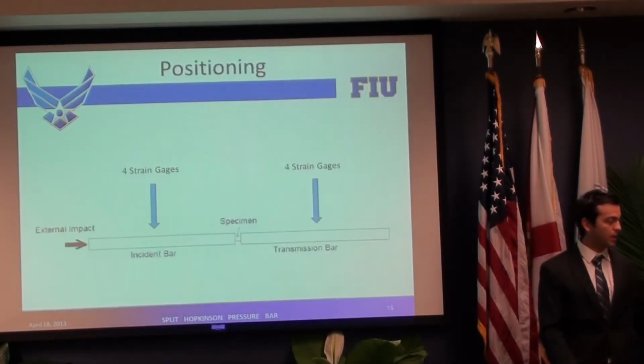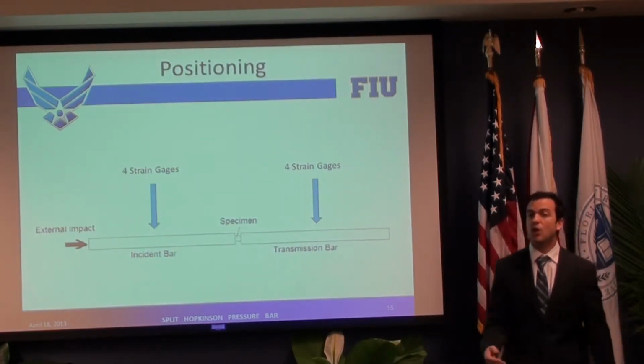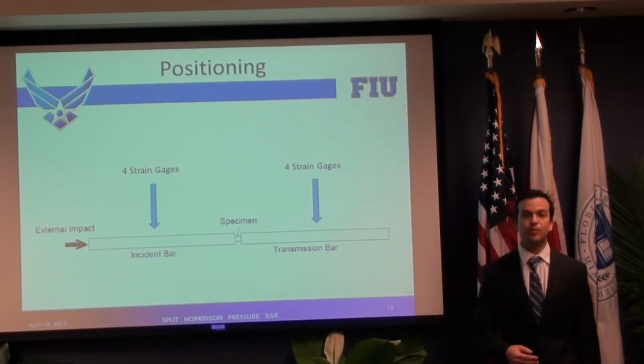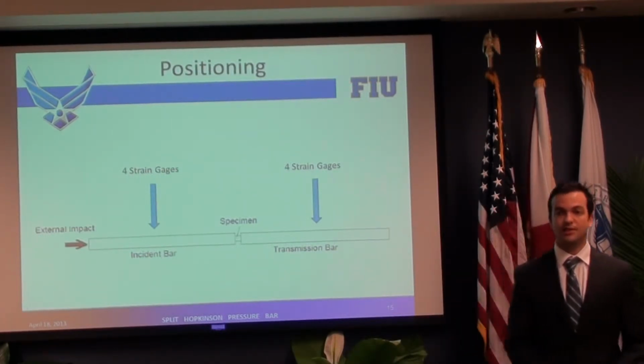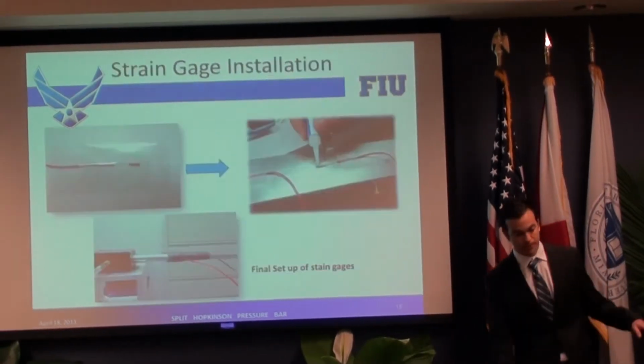Every time the striker bar hits the incident bar, even though our eyes can't perceive it, there is a deformation on the bar and a change of voltage. And it's also a stress wave traveling all the way through the bars, back and forth.